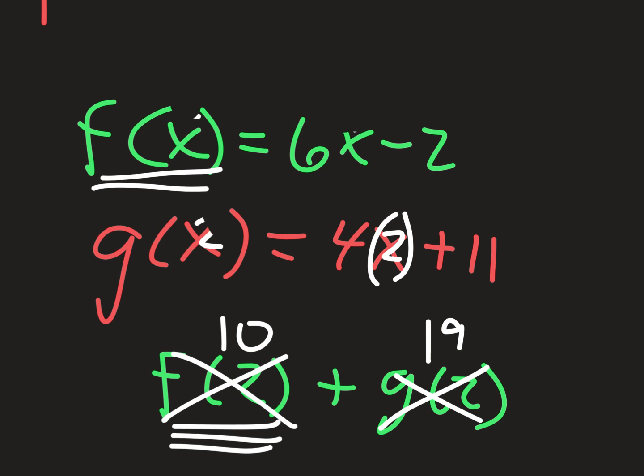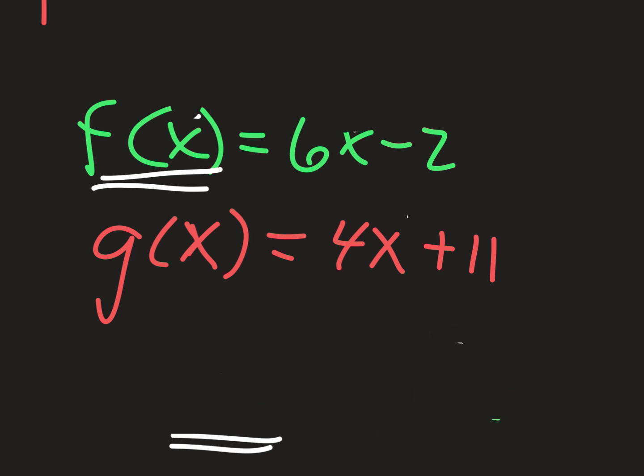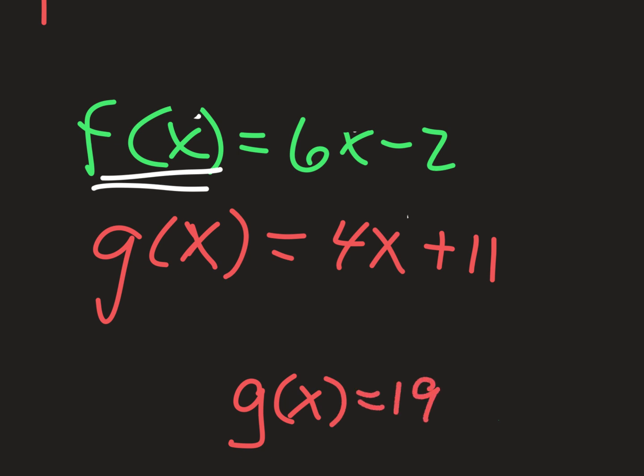Okay, good. Now, I want to leave those same 2 functions there. But do like I did and clean it up so you can see the original functions here. This one's 4x plus 11. Make sure you're ready for a completely different kind of question. This is like next level. All right. What if I said that g of x is 19? What is x?